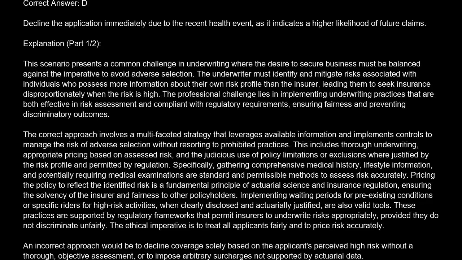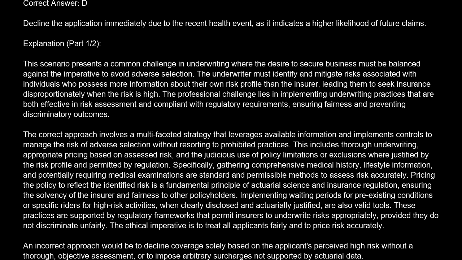Correct answer is D. Decline the application immediately due to the recent health event, as it indicates a higher likelihood of future claims. Explanation. This scenario presents a common challenge in underwriting where the desire to secure business must be balanced against the imperative to avoid adverse selection.